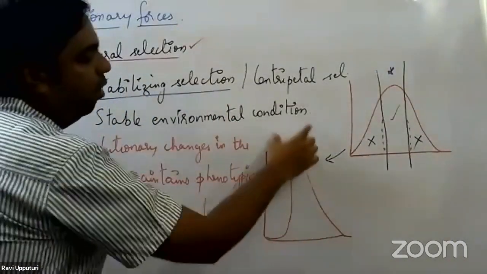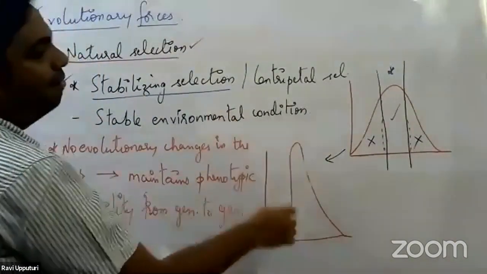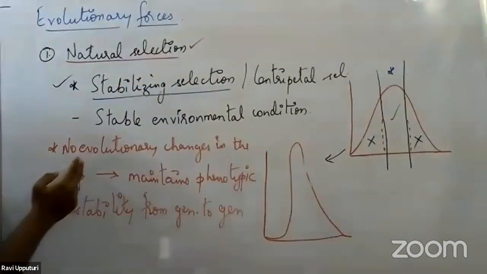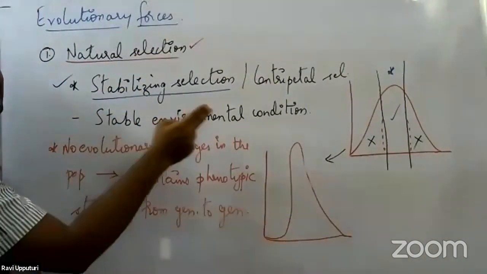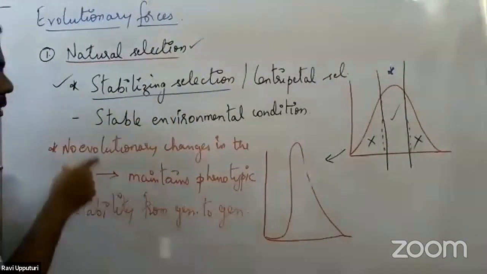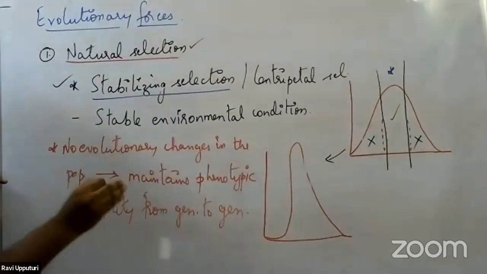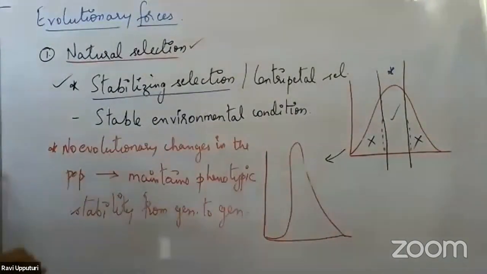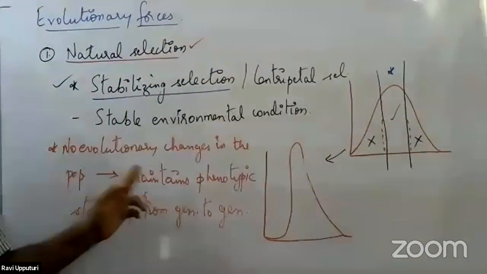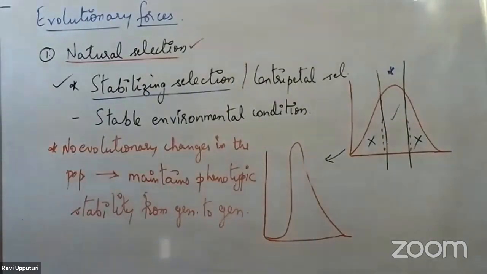Since only the individuals exhibiting average phenotype are selected by nature, there would be no evolutionary changes pertaining to the process of speciation in that population. But this type of selection would maintain phenotypic stability from generation to generation. So this is what we call stabilizing selection, also called centripetal selection. This is the first type of natural selection we have, called stabilizing selection as well as centripetal selection.